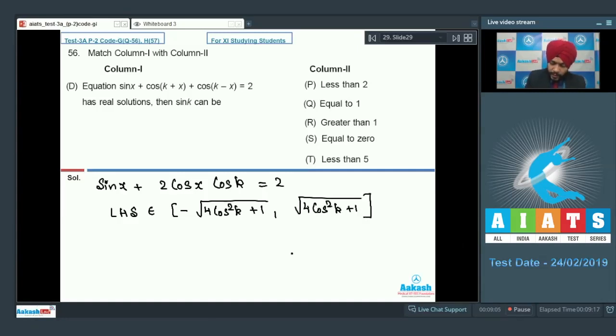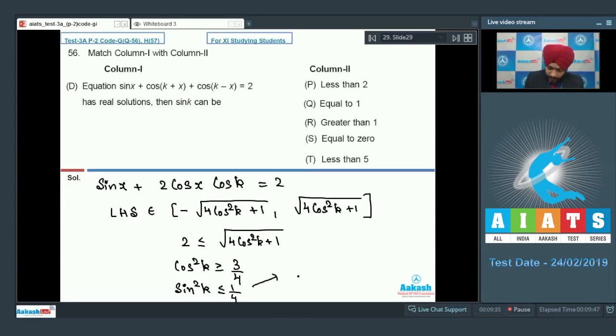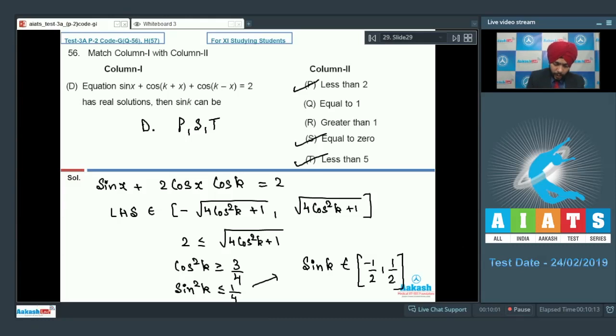So students, this will have a solution only if 2 is less than or equal to root of 4 cos square x plus 1. So cos square x is greater than or equal to 3 by 4, sin square x is less than or equal to 1 by 4. So from here I can see that sin x belongs to the interval minus half to half. So P is correct, Q is wrong, R is wrong, S is correct, T is correct. So P, S, T is the correct match for D option.